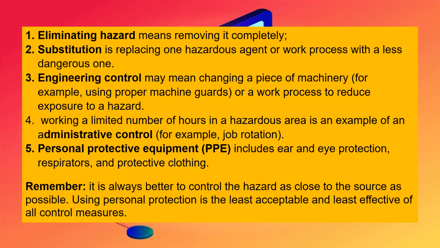Number 1. Eliminating hazard means removing it completely. Number 2. Substitution is replacing one hazardous agent or work process with the least dangerous one. Number 3. Engineering control may mean changing a piece of machinery, for example, using proper machine guards, or a work process to reduce exposure to a hazard. Number 4. Working a limited number of hours in a hazardous area is an example of an administrative control, for example, job rotation.